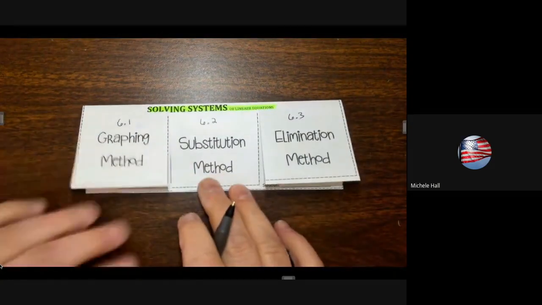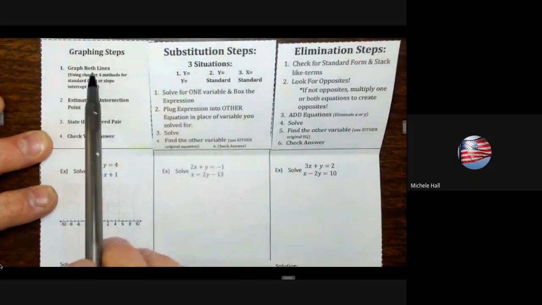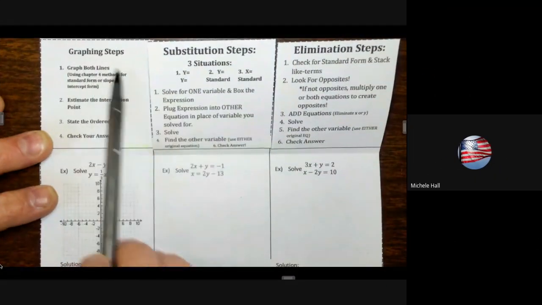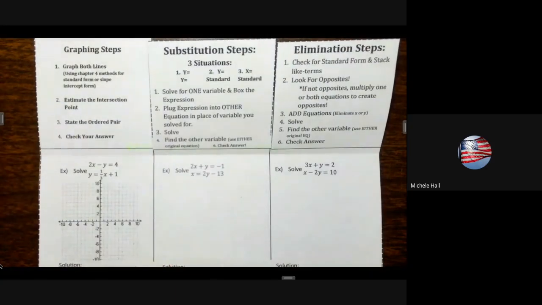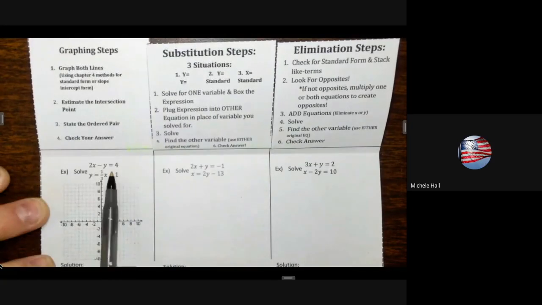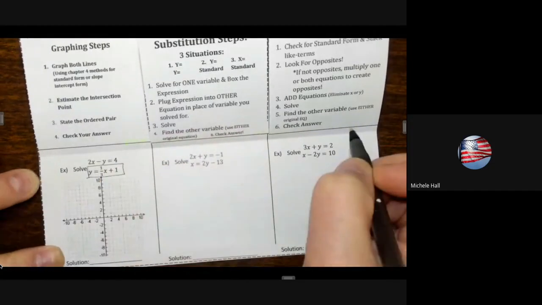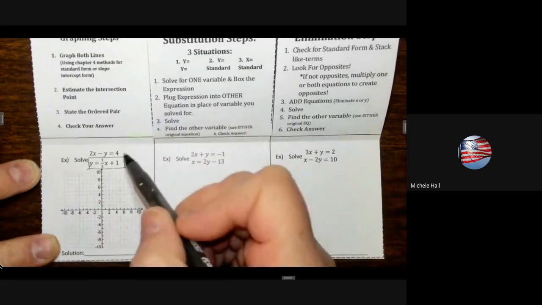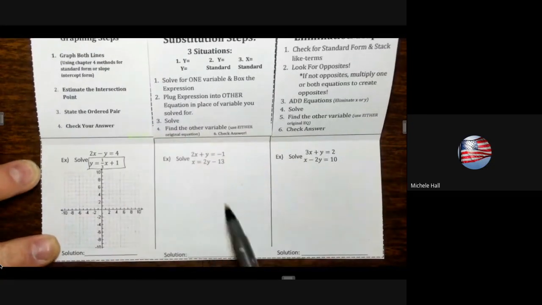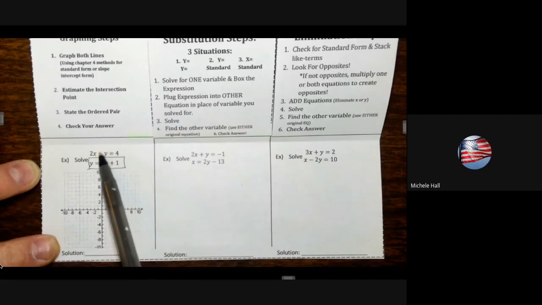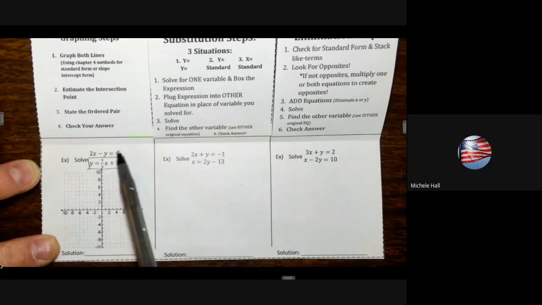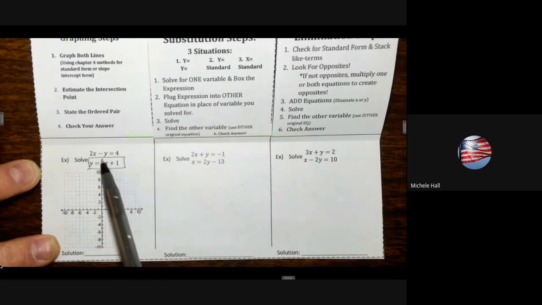Starting with the graphing method, graph both lines that we used in Chapter 3 and Chapter 4. We have some different methods. I have standard form. I'm going to put this into slope-intercept form. This is my second equation that's in slope-intercept form. And I'm going to change standard form into slope-intercept form. I want to have a positive y. Because y is negative, I'm going to move it to the other side. And then I'm going to shift the positive 4 over to the left-hand side.